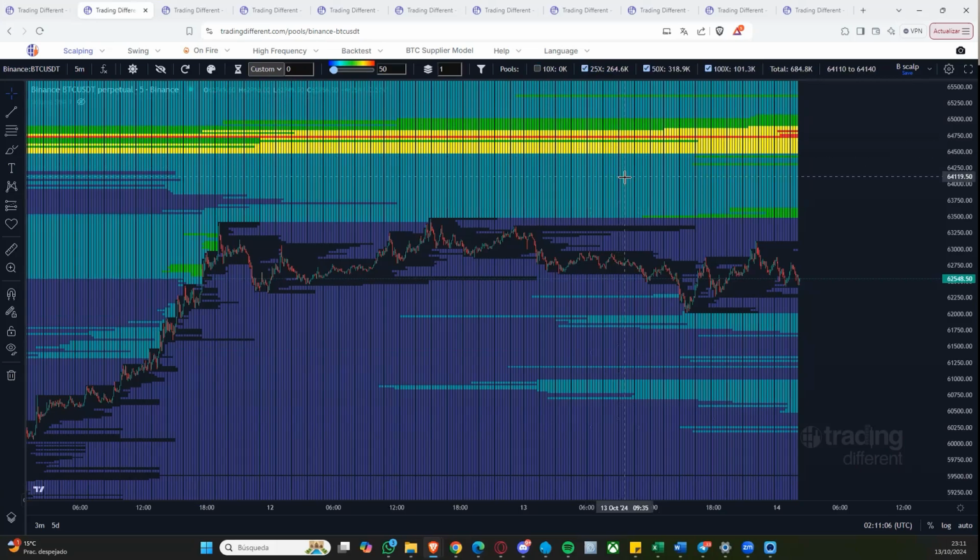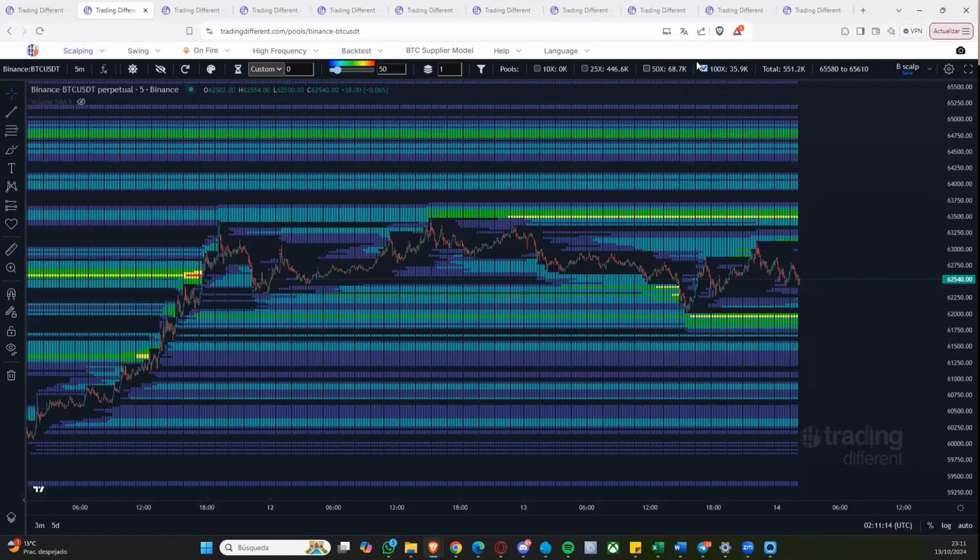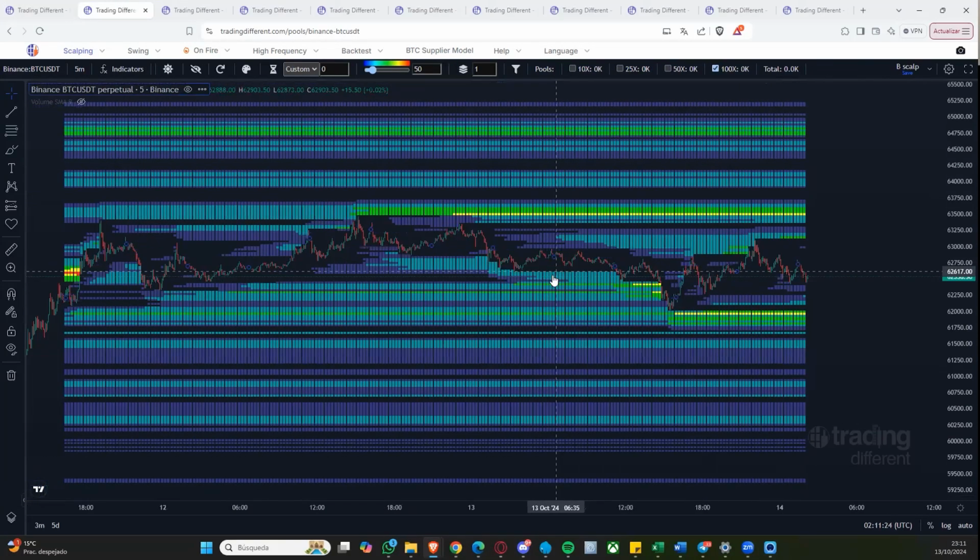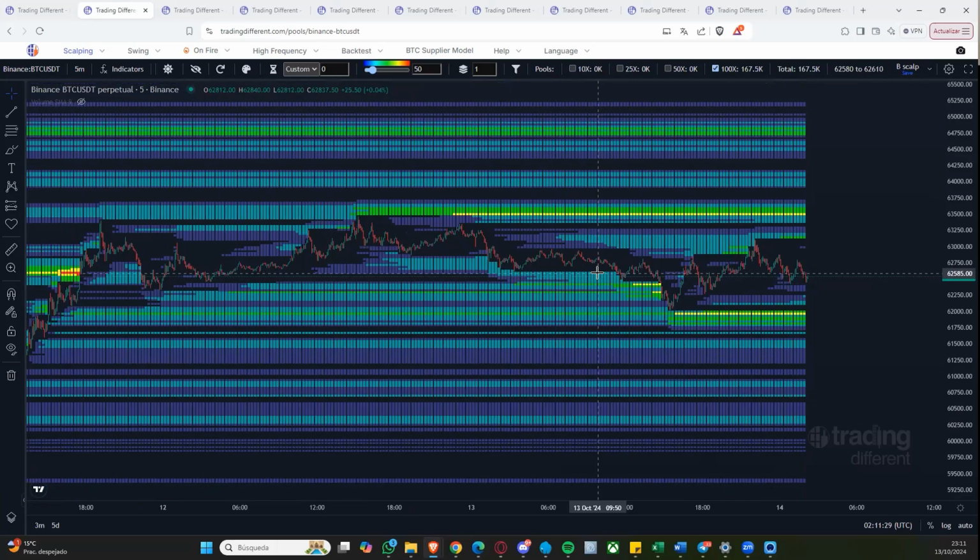But first, I always check all the liquidity present in the market. You will see that when I activate the 100x pools, they show me the closest pools. The liquidity zones closest to the price appear. These areas are saturated, but with lower volume, since they are very close to the price. Positions are liquidated quickly and fail to accumulate.